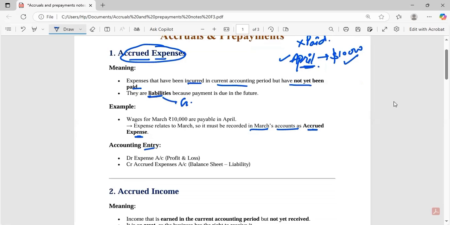So see, what would be the accounting entry? This is an expense. This wages of $10,000 is an expense. So expenses have a debit balance. So we will debit it and it will go into the profit and loss account. And the accrued expenses, as I told you, is a liability, and liabilities have a credit balance. So I will credit accrued expenses and it will go into the balance sheet on the liability side, because it is a liability. All right, so I hope you have understood with the help of this example what accrued expenses are and how we deal with them. They are a liability for us.